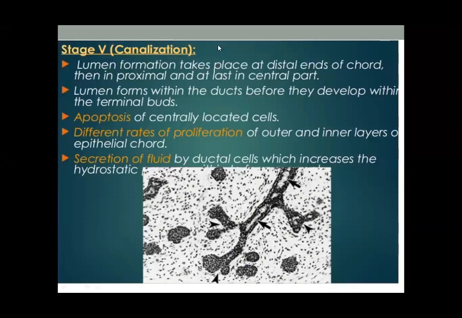Stage 5 is canalization. Lumen formation takes place at the distal ends of the cord, then the proximal, and at last in the central part. Lumen forms within the ducts before they develop within the terminal parts. Mechanisms: apoptosis of centrally located cells; different rates of proliferation of outer and inner layers of the epithelial cord; secretion of fluid by ductal cells, which increases the hydrostatic pressure.